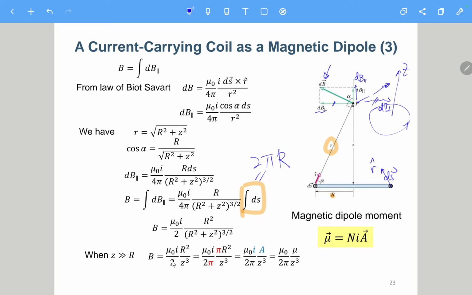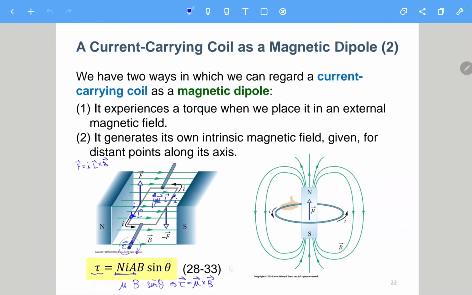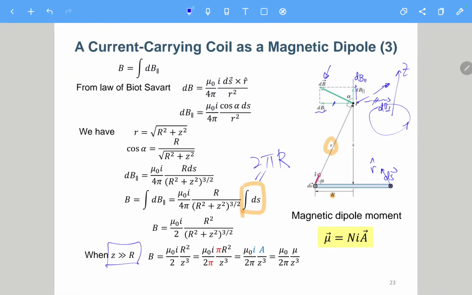And then similar to this one, we also assume that z is much larger than capital R. In that case, we can just ignore this term, so we only have z cubed in the denominator. The original expression is like this, but we can also express these things in terms of the magnetic dipole, which means that mu is n times I times A.